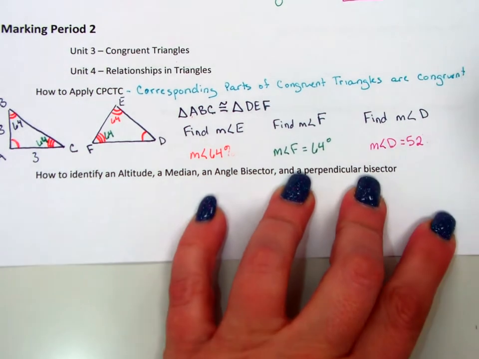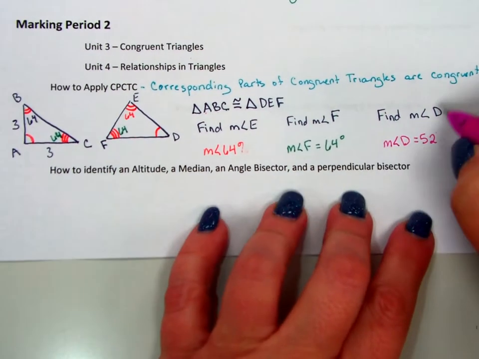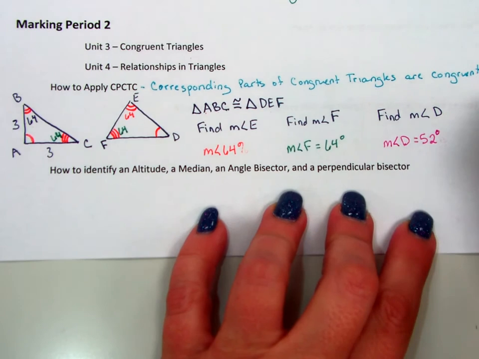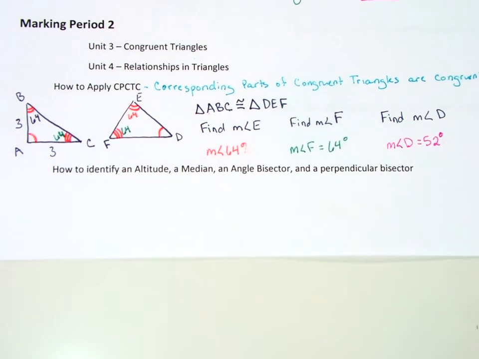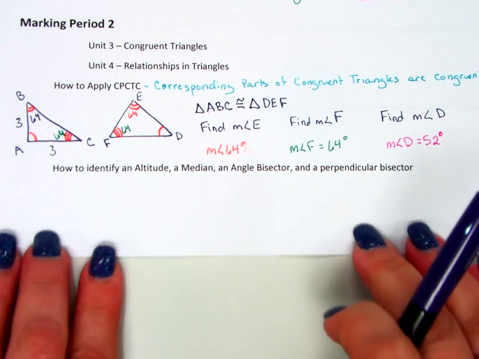So I did percent again. So this triangle is not a right triangle. It's what kind of triangle? It's acute. All three angles are acute. It's an acute isosceles triangle.